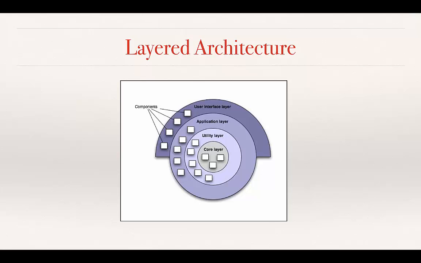The most common kind of system that uses this style is an operating system. Operating systems typically have a kernel, which is the core layer, and then there's a utility layer that contains a lot of small functions like make directory, change directory, move file, delete file. And then there's your application layer where you have components that interface with the applications you install on your operating system. And finally, there's your user interface layer where you have components that interact with the user interface portions of those applications.